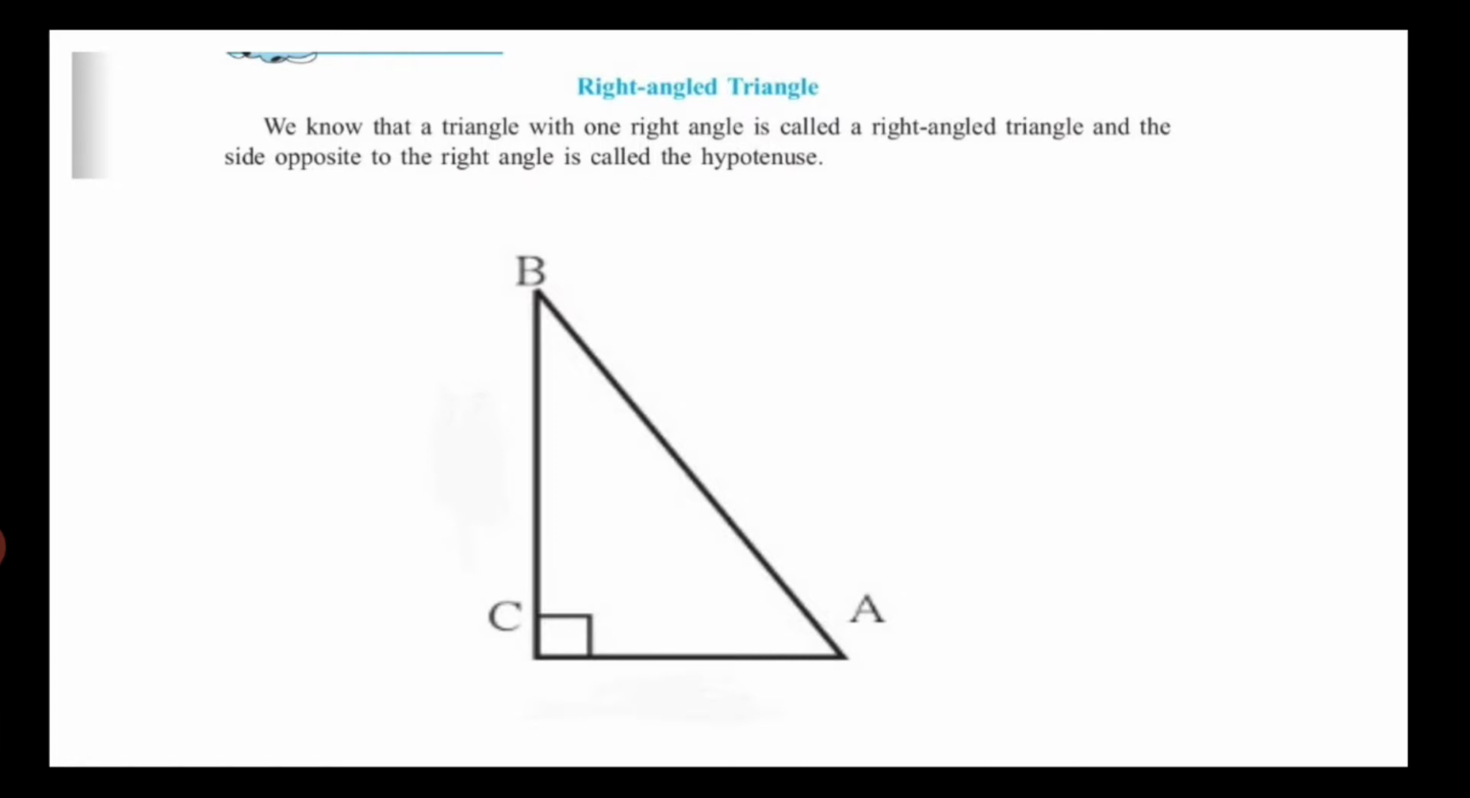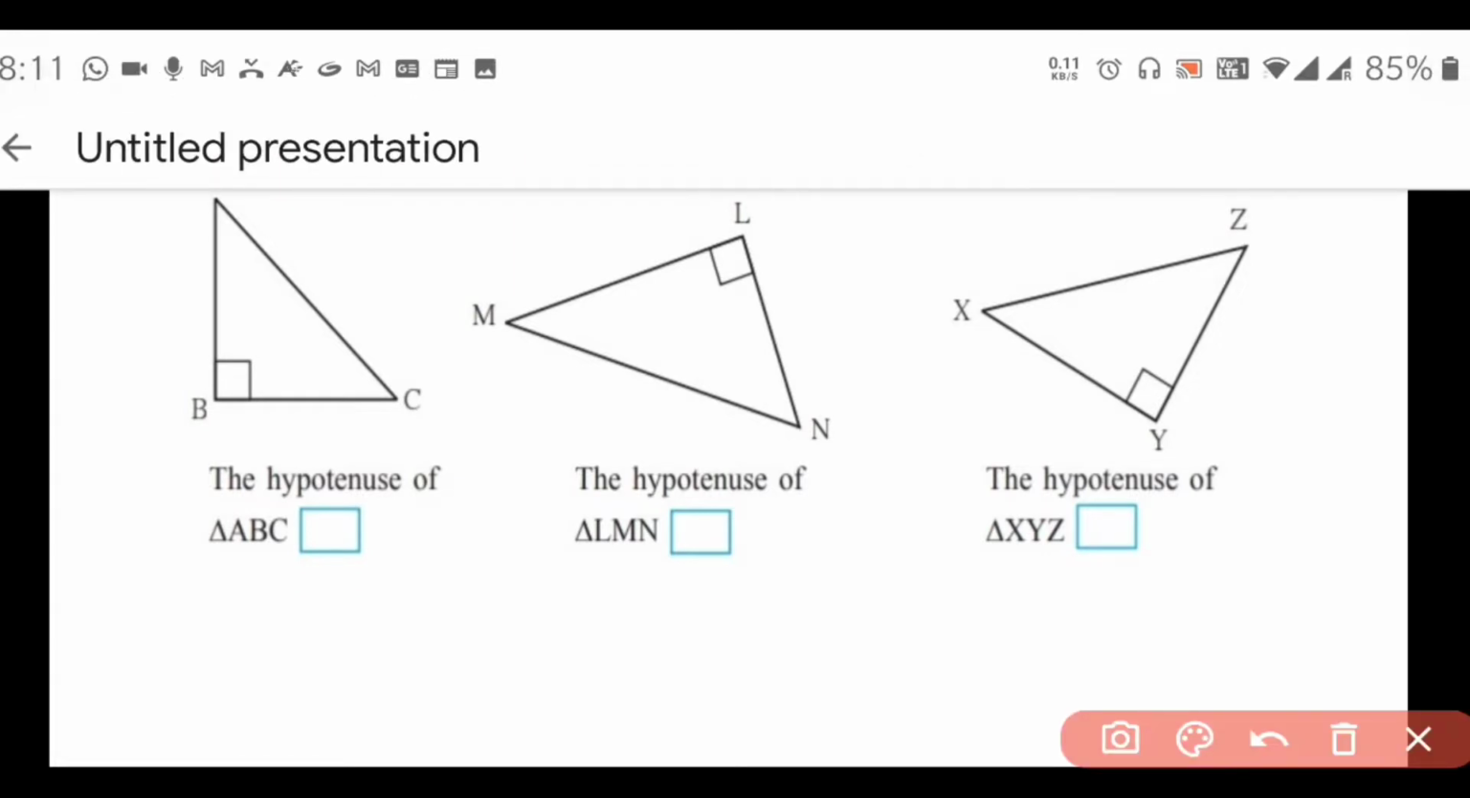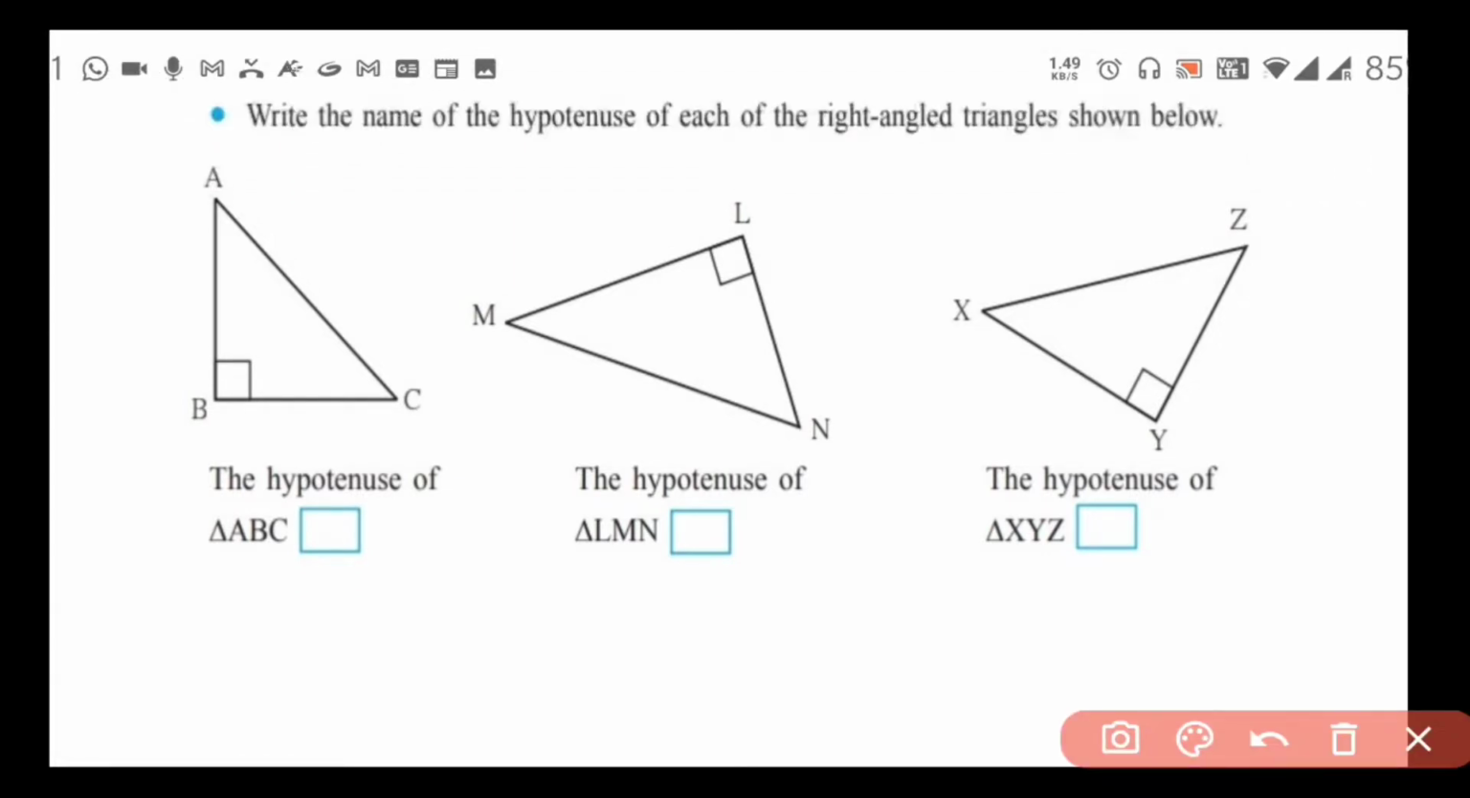Now see, one activity is given in our textbook. Write the name of hypotenuse of each of the right angle triangle shown below. So here in triangle ABC we have to write the name of hypotenuse. As I have explained to you all, hypotenuse is the side which is exactly opposite to right angle. So in triangle ABC we can observe that angle B is right angle. So side opposite to right angle is AC, and that's why AC is hypotenuse of triangle ABC.